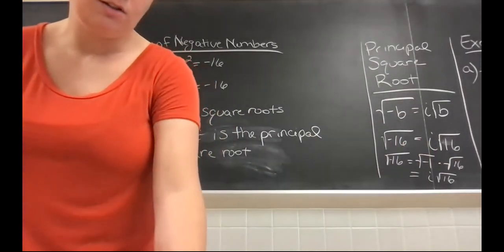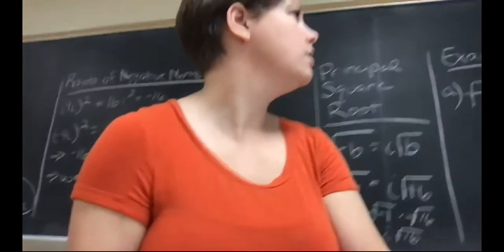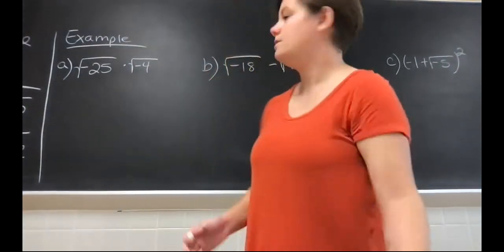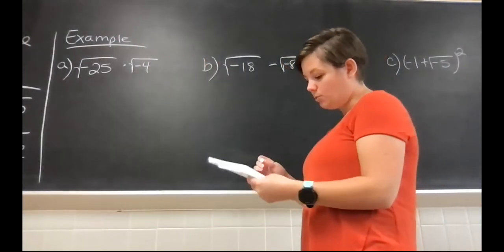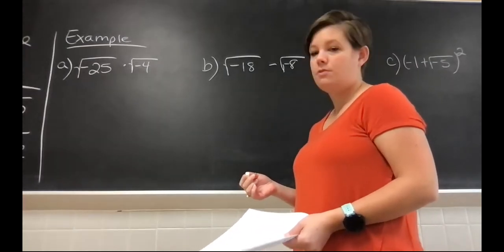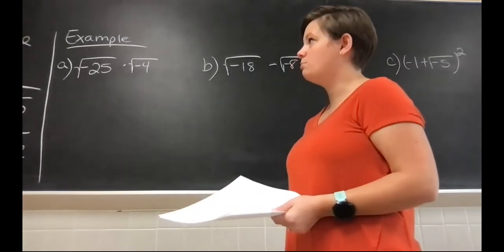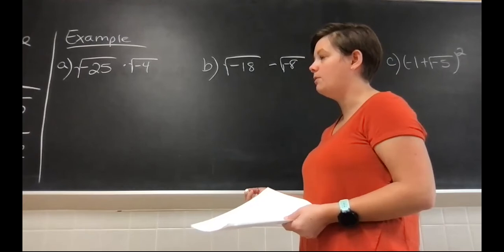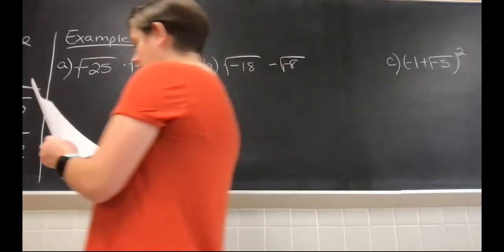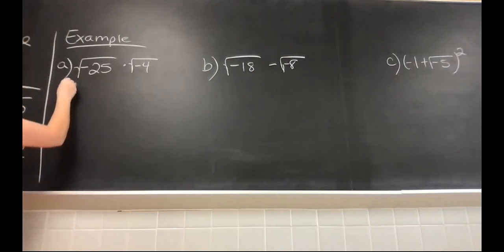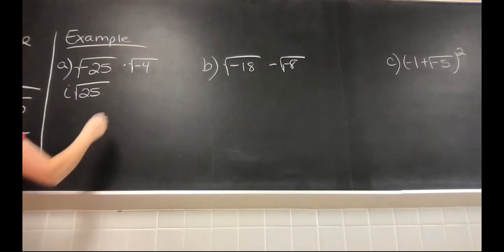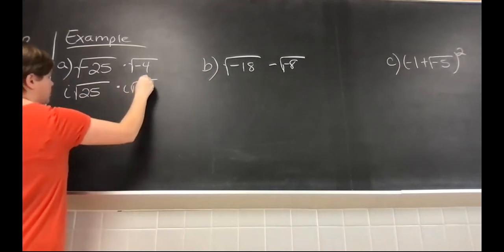Okay, let's go do a couple of examples. We're almost done. All right, first example. We have the square root of negative 25 times the square root of negative 4. So based on this principal square root that we just talked about, we can pull out those negatives as i's and then just deal with the radical underneath. So the square root of negative 25 is the same thing as i square root of 25 times i square root of 4.